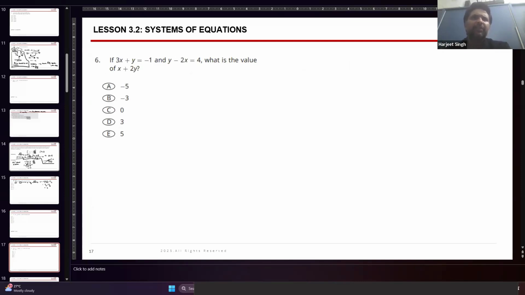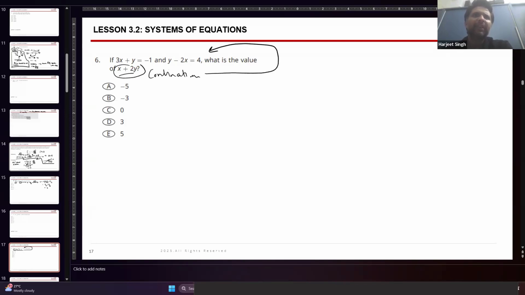This one, 3x plus y is minus 1, y minus 2x is 4. What is the value of x plus 2y? Now, generally, when they ask you a combination, see the question stem and hence need to be slightly more alert here. So the question stem is asking you for a combination. Generally, when that is the case, you should use the combination method.